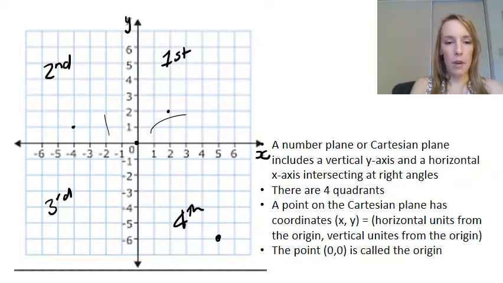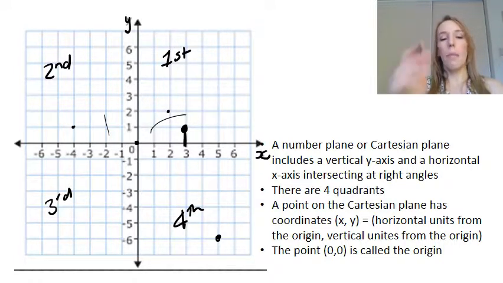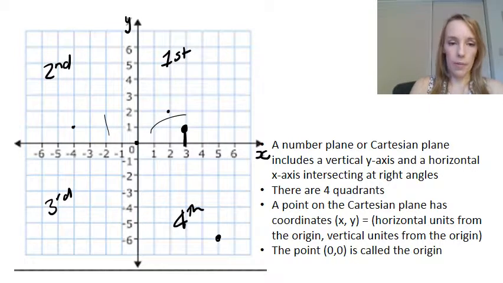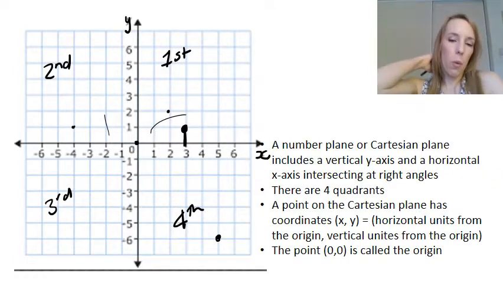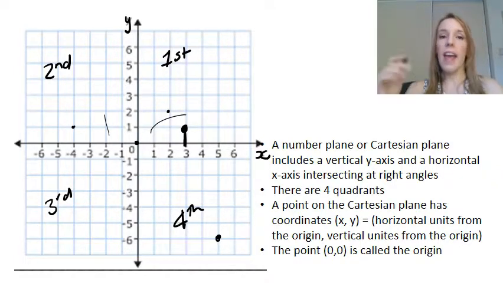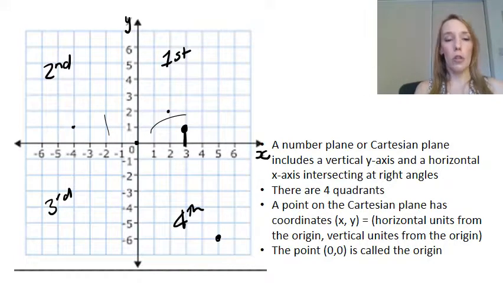For instance, if I put a dot here, you can see it's in line with the 3 on the x-axis, and it's 3 points from the origin, and it's in line with the 1 on the y-axis because it's 1 up from the origin. So when we give the points in that x, y format, the x is the horizontal units from the origin, and the y is the vertical units from the origin.